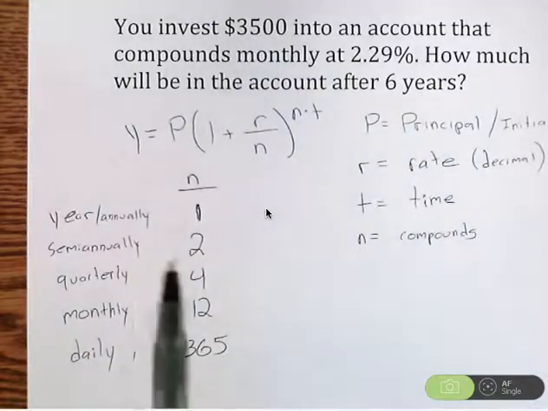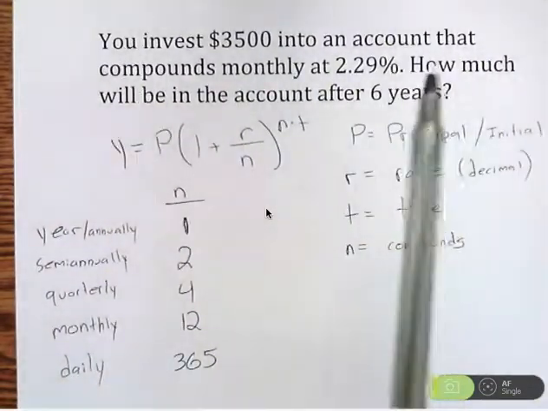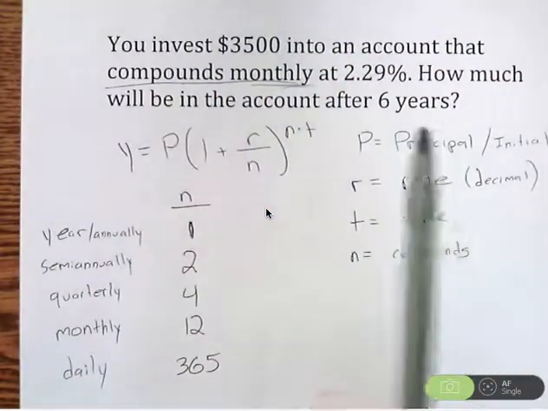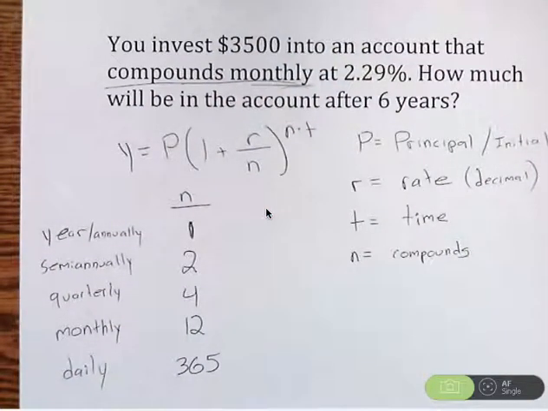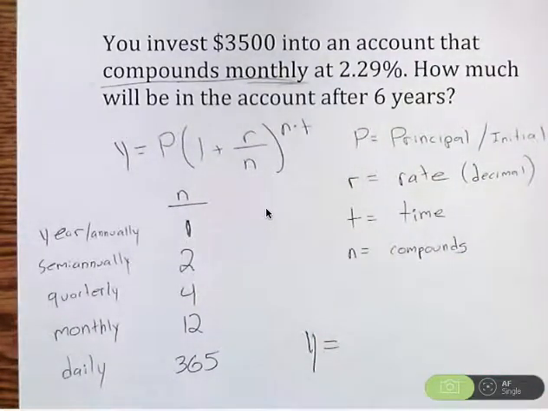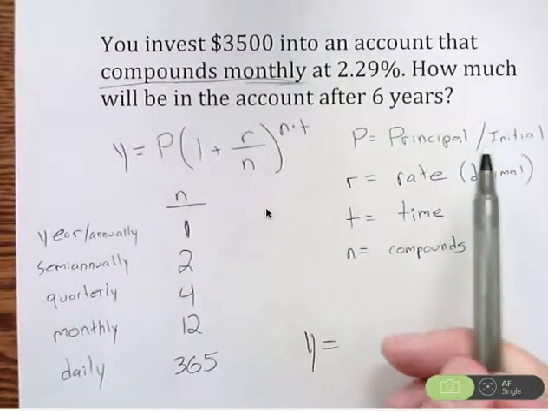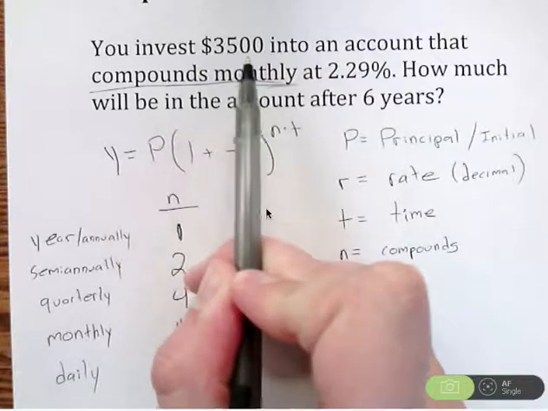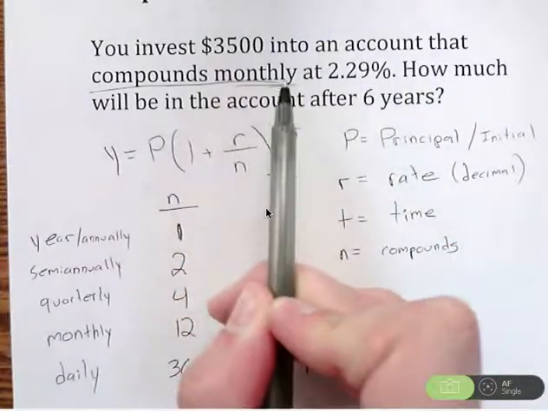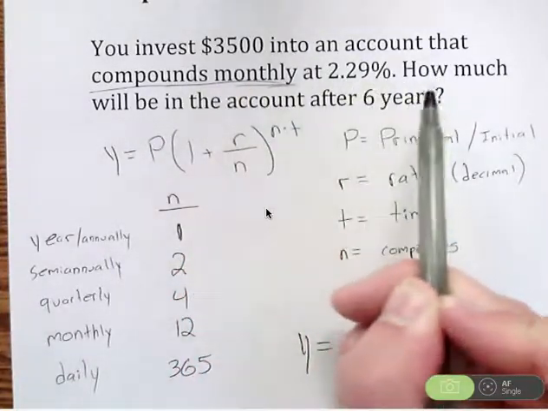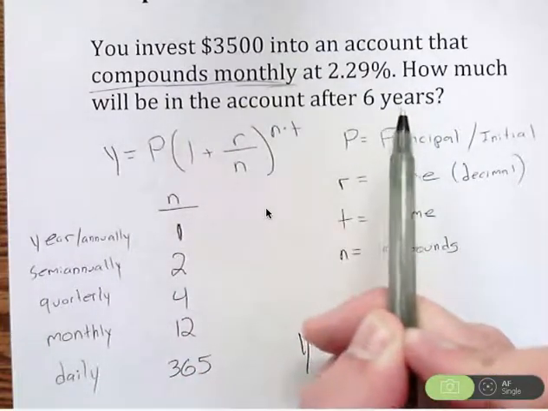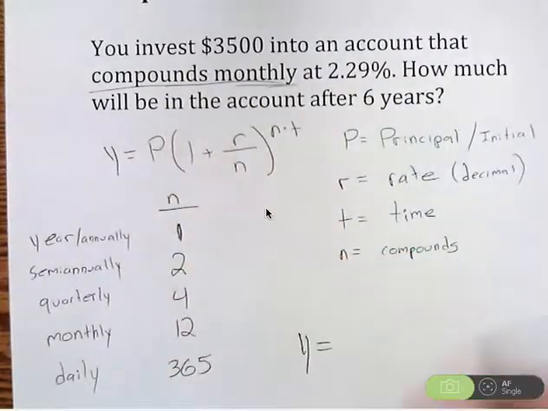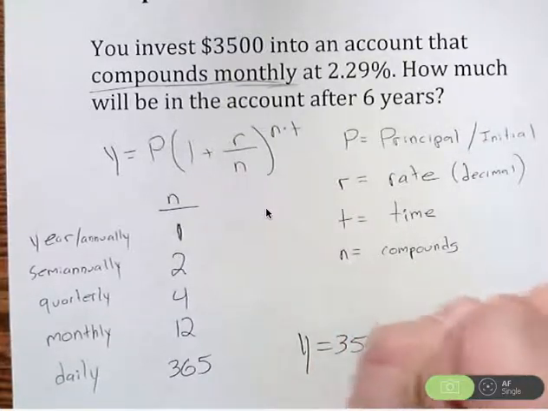So with these problems, how I know I'm using this is the compounds monthly tips me off there. And I'm just going to replace P, R, N, and T with what pieces I know. I'm going to start with Y equals. I need to know what the principal amount is. What is my initial amount? Well, I'm starting by investing $3,500 into an account that compounds monthly at 2.29%. How much will be in the account after 6 years? So we're starting with 3,500.